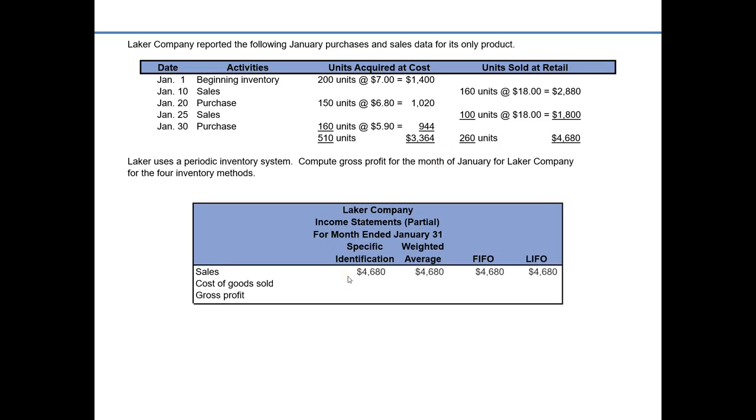The one thing that stays standard, cost didn't stay static, it changed. But the one thing that stays the same between all those methods is sales. The cost flow method has no impact on the selling price. It stayed consistent at $18. So the sales value in total, irrespective of which method is chosen, is $4,680. But again, with changing cost, we are going to have differences in cost of goods sold, and therefore we'll have differences in gross profit between the different methods.